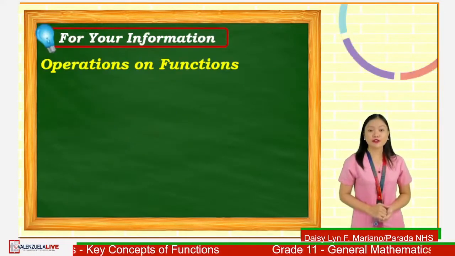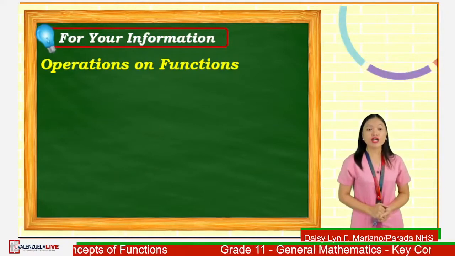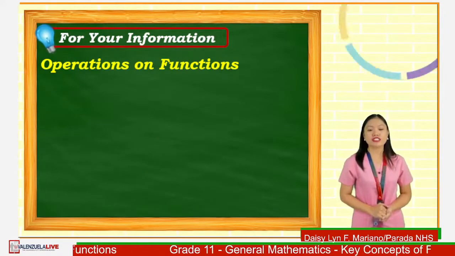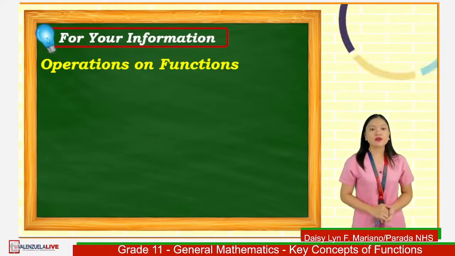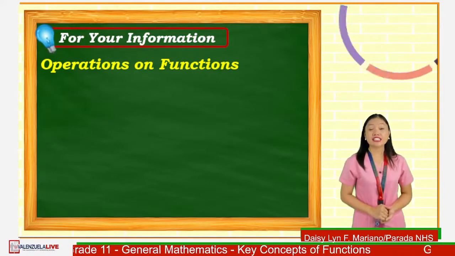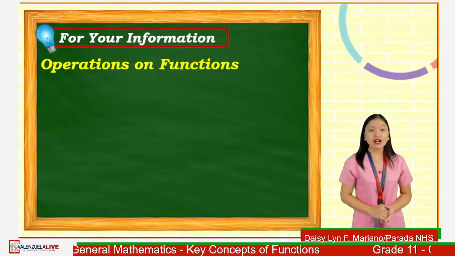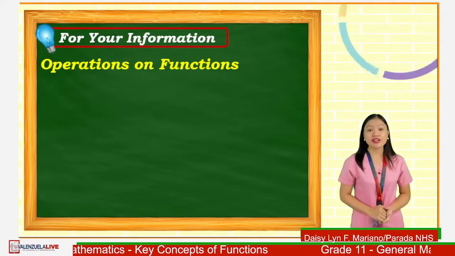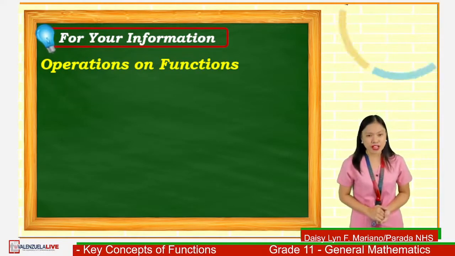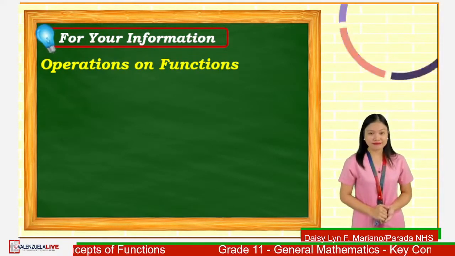We've done the first way to obtain new functions from the original functions. That is through addition, through getting the sum, difference, product, and quotient of the given functions. Can you follow with our discussion?